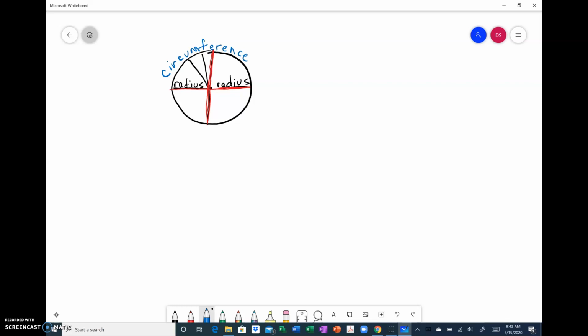The circumference of a circle is 2 pi r, 2 pi r, 2 pi r. The circumference of a circle is 2 pi r, or pi d.